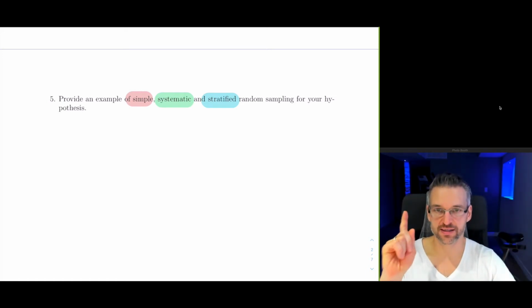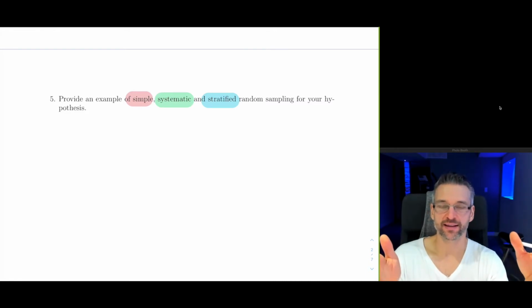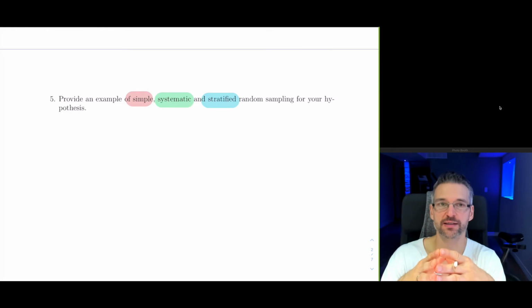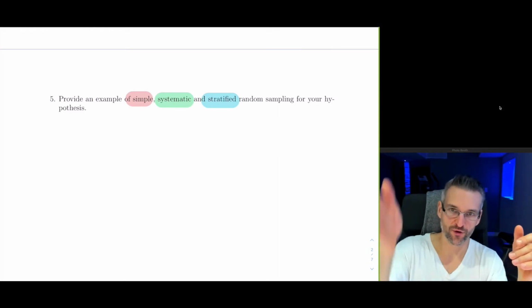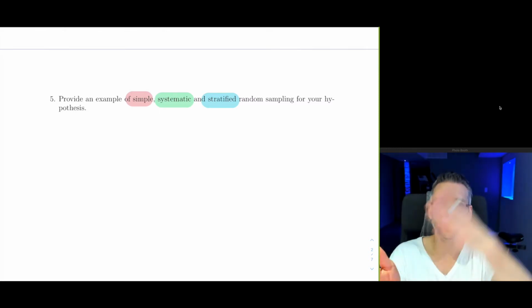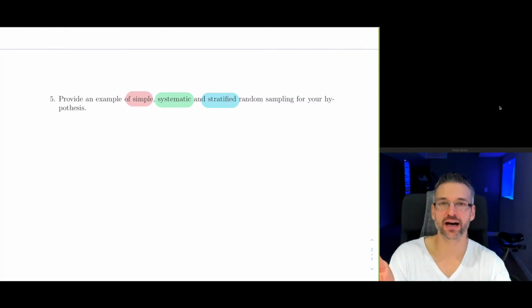So that's simple. Systematic would be that you have a systematic way. And typically what that means is that you're going to be picking a student every so often. So for instance, we could pick the first student and then pick, let's say, every 100th student in that alphabetical list. That is a systematic way.